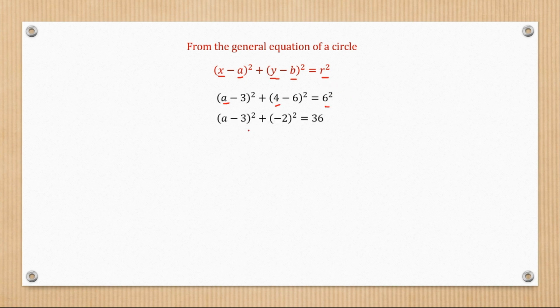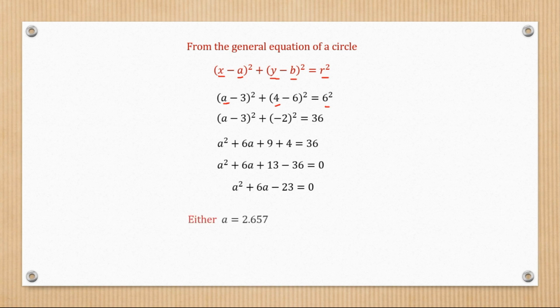So now when I solve this, this is what I'll have. So 4 minus 6 is negative 2 squared. And then when I expand this, I'll have a squared plus 6a plus 9, plus this will give me 4 being equal to 36. Now 9 plus 4 is 13, then 13 minus this 36 will give me negative 23. So I have a squared plus 6a minus 23 is equal to 0. So this is a quadratic equation. Alright, so when I solve this quadratically, I'll have a as either being equal to 2.657 or a being equal to negative 8.657, and those are the answers.